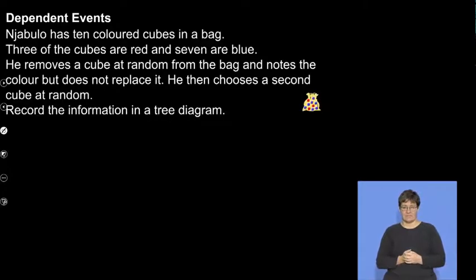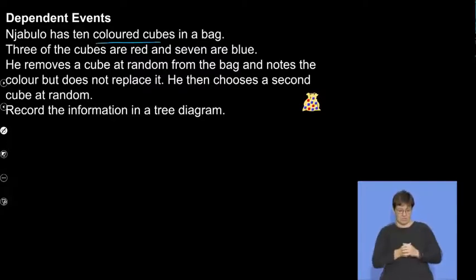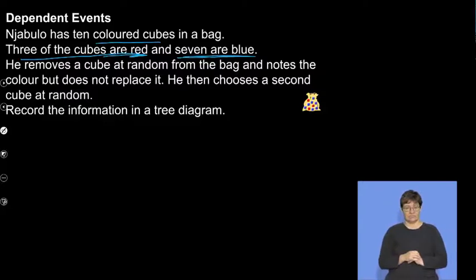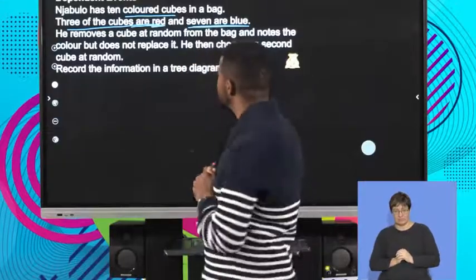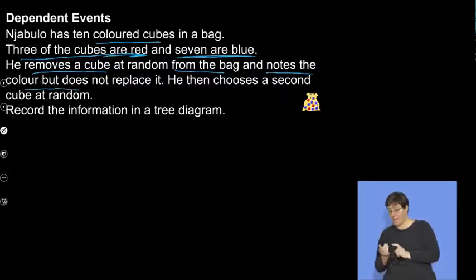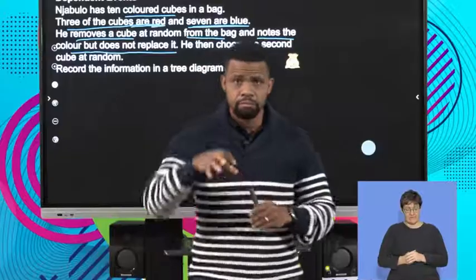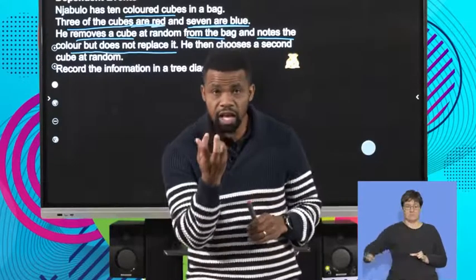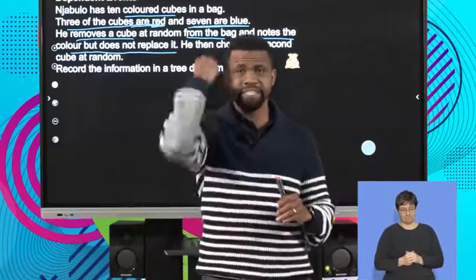So Jabulo has 10 colored cubes in a bag. 3 of the cubes are red. So what we know is that 3 of the cubes are red and 7 are blue. So 3 red, 7 blue. We all together? He removes a cube at random from the bag and notes the color, but does not replace it. Very, very important. Put his hands in the bag, note the color, does not replace it.